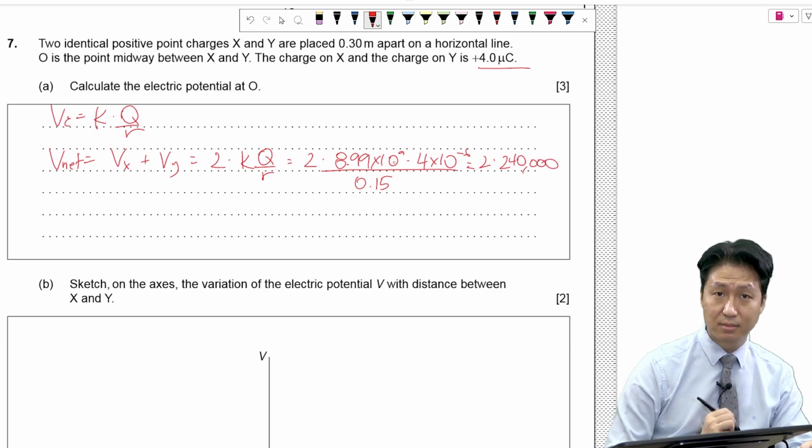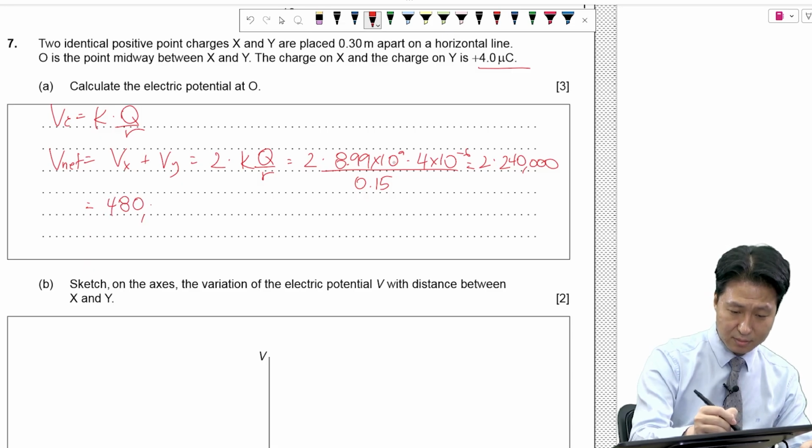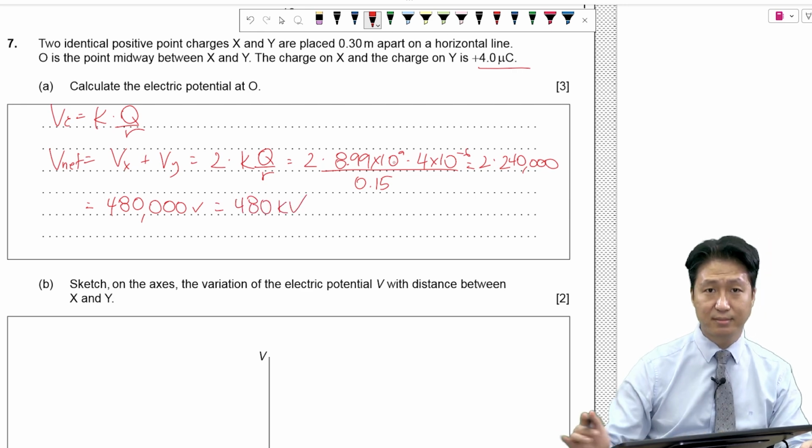So net will be 480,000 volts. And using kilovolts, 480 kilovolts.